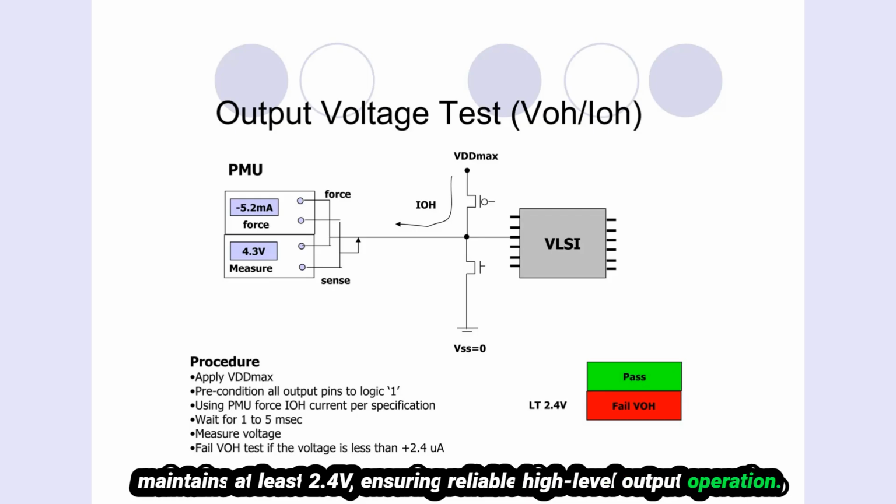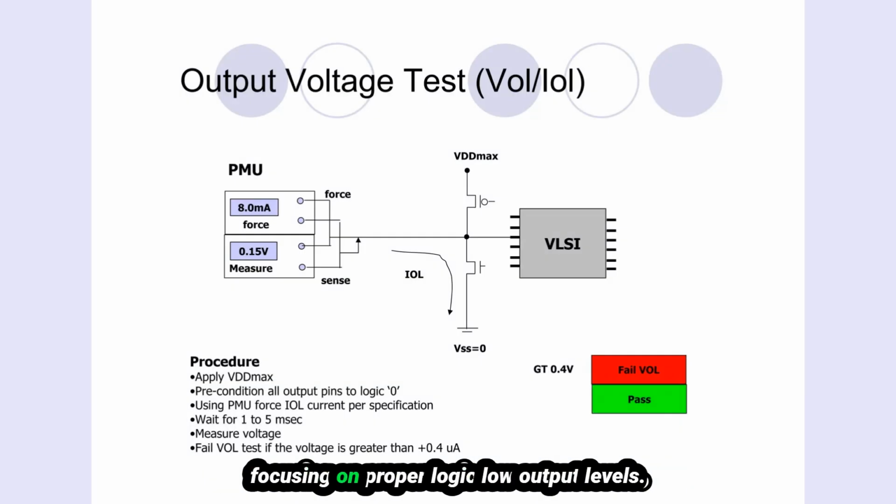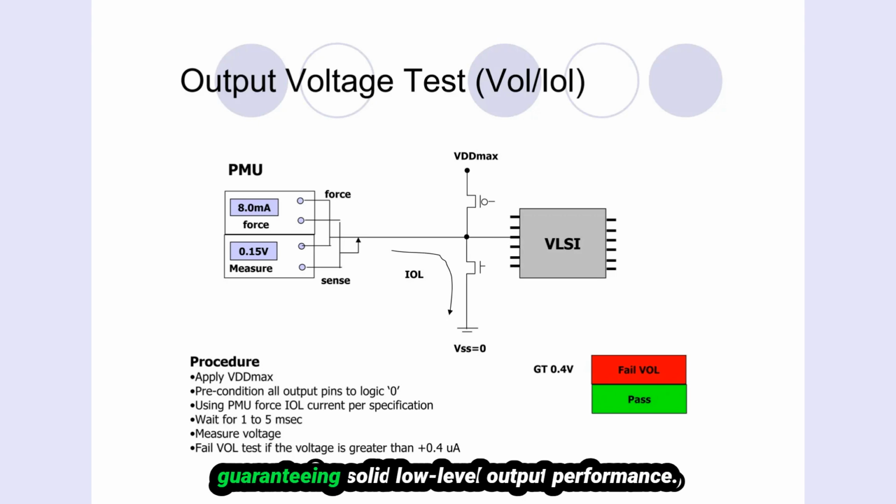The output voltage low test is equally important, focusing on proper logic low output levels. Using an 8 milliamp force current, we verify that the output voltage remains below the maximum threshold of 0.4 volts, guaranteeing solid low-level output performance.